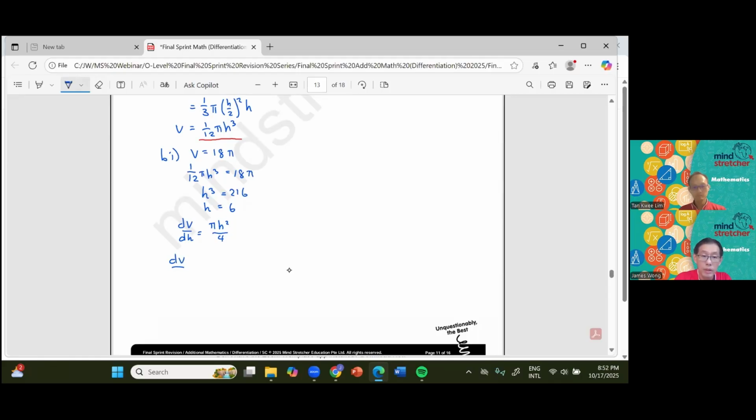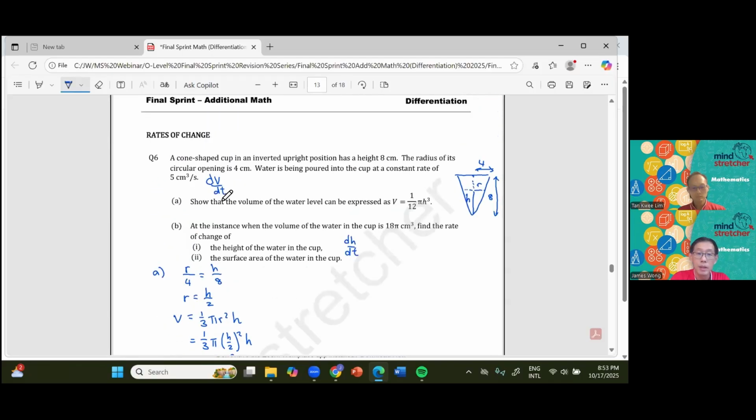Okay, my dV/dt will be equal to dV/dH multiplied by dH/dt. This is my chain rule, right? Bear in mind, I want to know my dH/dt. But do I know my dV/dt? Yes, because from the beginning of the question, can you see my dV/dt is actually this 5 cm cubed?